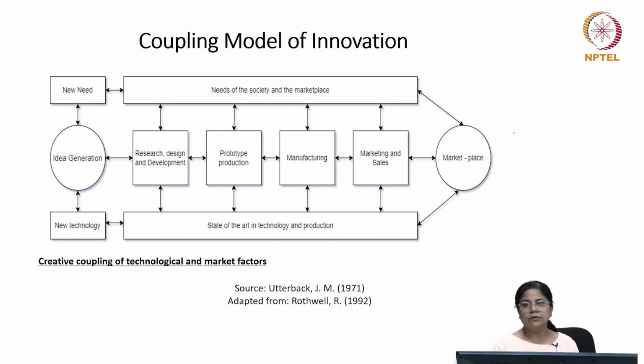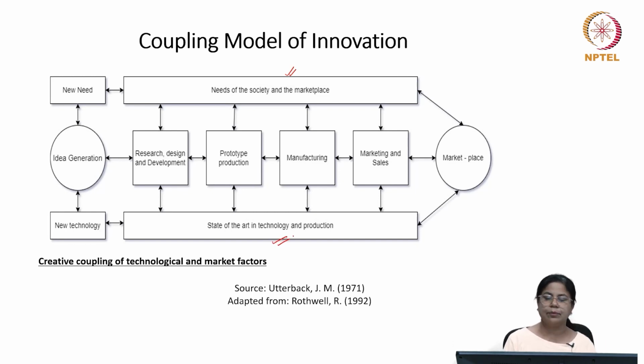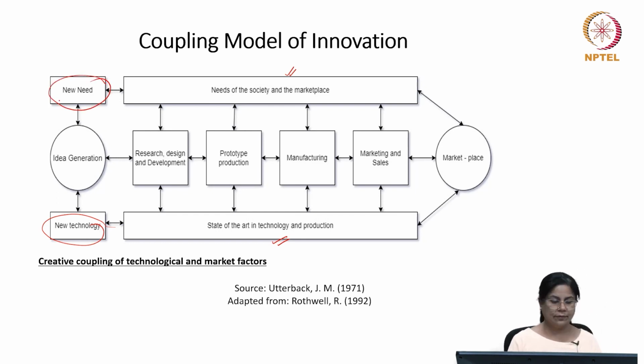This one builds on the works of Utterback and Rothwell. Now, if you look at it, there are two ends. On the top end, you have the needs of the society and the marketplace, and on the bottom end, you have the state of the art in technology and production. The state of the art in technology and production leads to maybe a new technology, products or knowledge intensive products coming into the picture. From the top end, what we get is the new needs. So once you have this, there is now a requirement to bring these together.